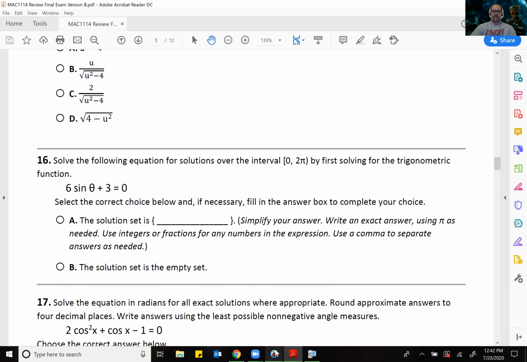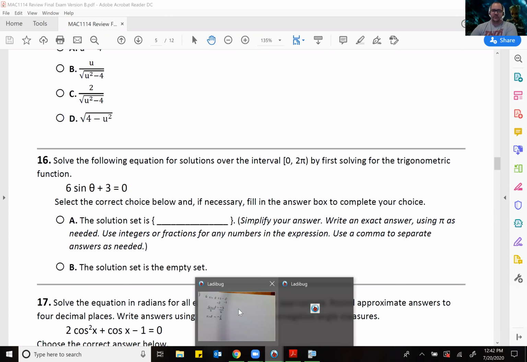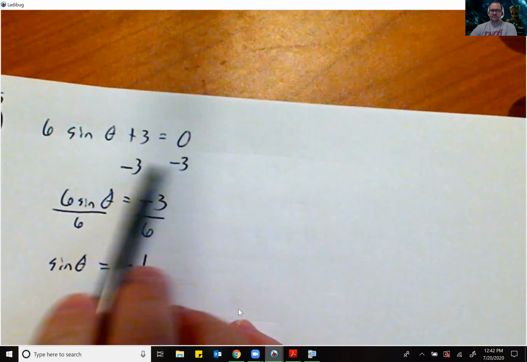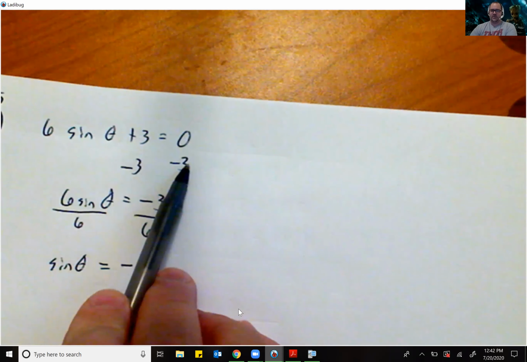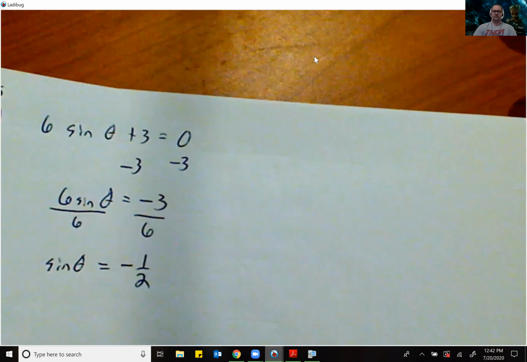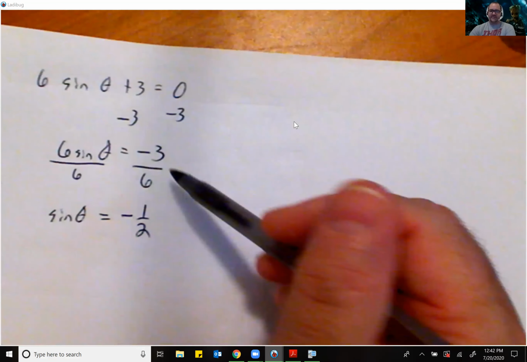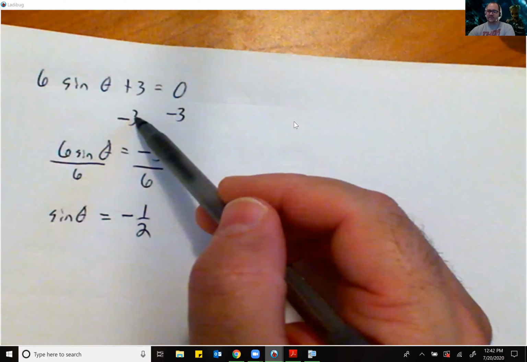Oh, sorry. I left it on the screen. So we subtracted 3 from both sides. Oh my gosh, I don't think I've been sharing my screen this whole time. Oh, nope, I haven't. Whew. Scared me for a moment. So we subtracted 3, and then we divided by the 6, and so now we got this.